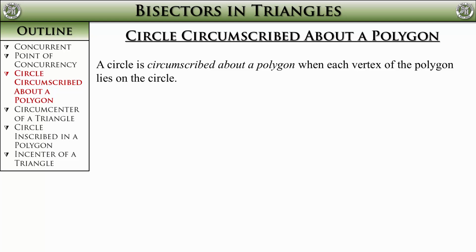Next vocabulary word is circumscribed. A circle is circumscribed about a polygon when each vertex of the polygon lies in the circle. In this usage, about means around. So we are talking about a circle that is around a polygon. It helps to see some examples.